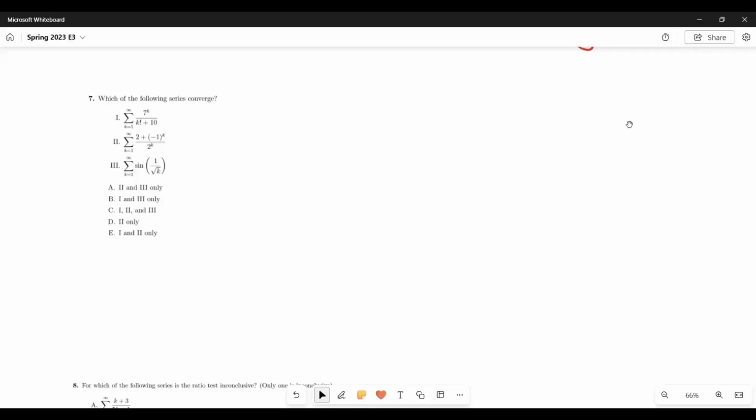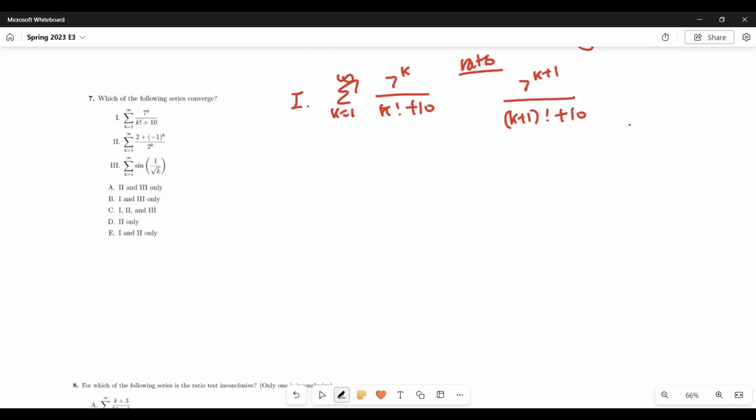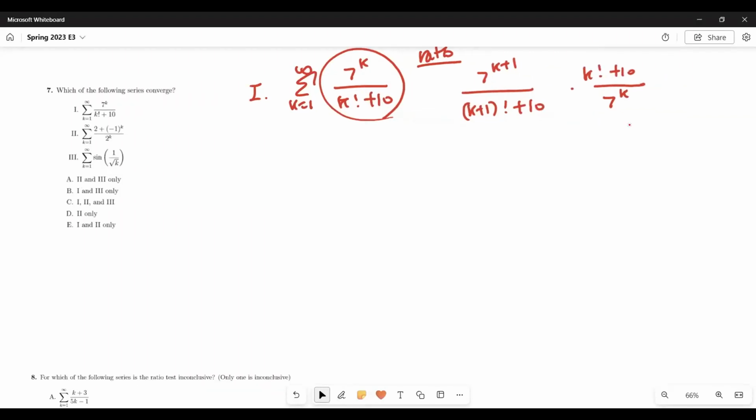Okay, this question asks which of the following series converge. Let's check that. The first is the sum from k equals 1 to infinity of 7 to the k over k factorial plus 10. I see the factorial and k, so I'm going to use the ratio test. Ratio test: 7 to the k plus 1 over k plus 1 factorial plus 10, divided by the original, which means multiplying by the reciprocal, 7 to the k over k factorial plus 10, and the limit as k goes to infinity.